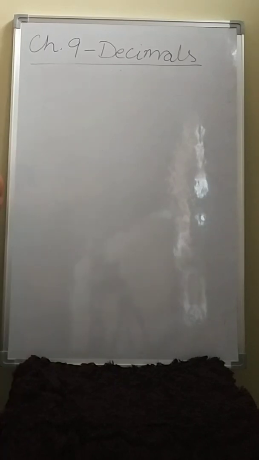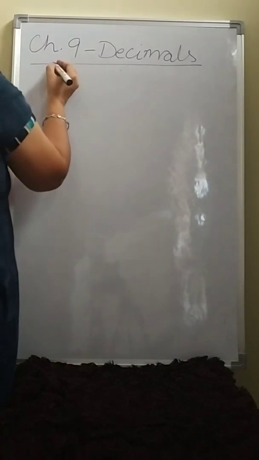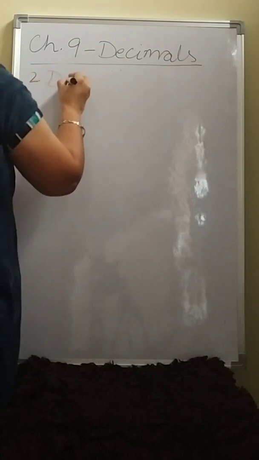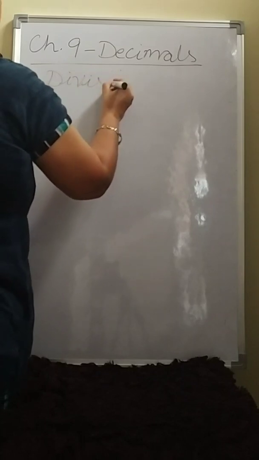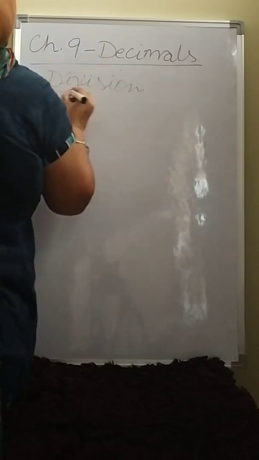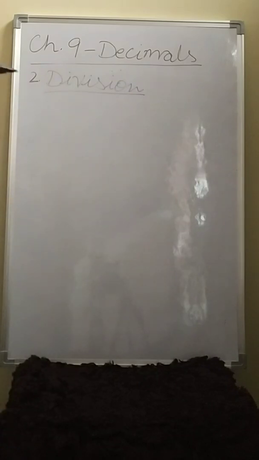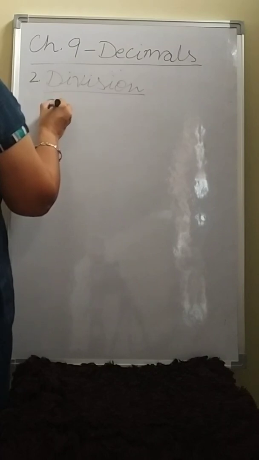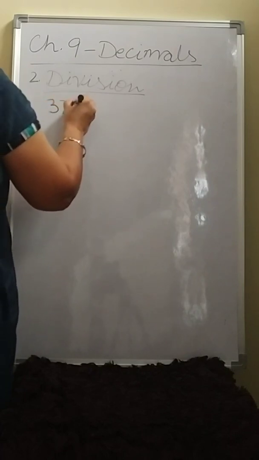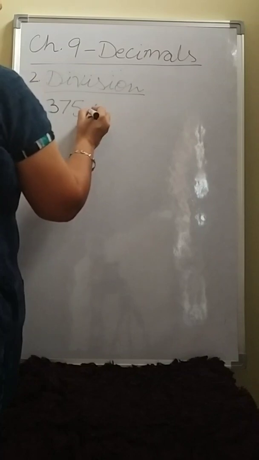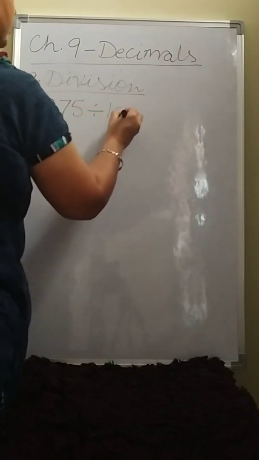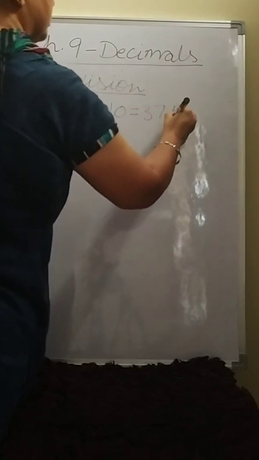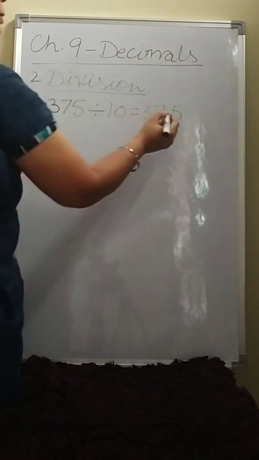Now, division of decimals. Suppose you are given any number, suppose 375. You have to divide this number by 10. Write the same number first. You are dividing by 10, so put the decimal before one digit here.